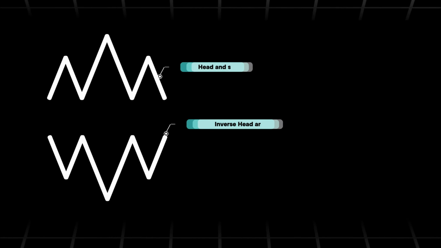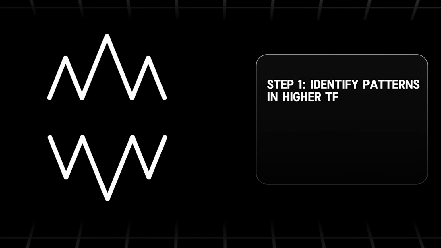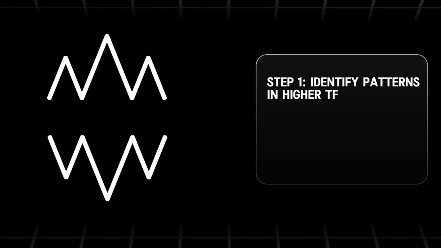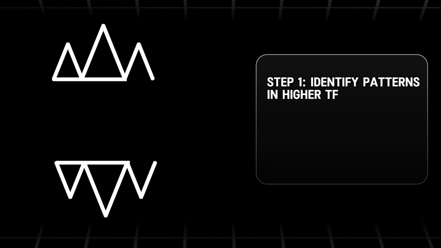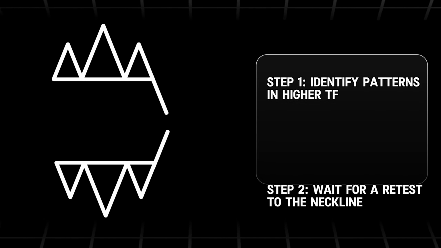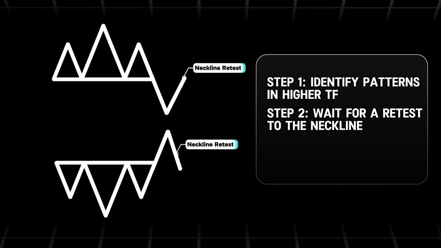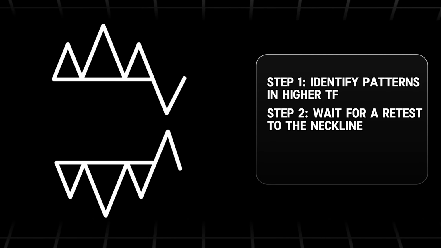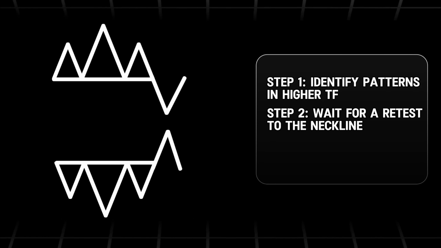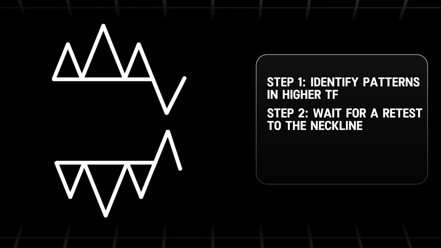In strategy number 2, start by identifying a head and shoulders pattern on a higher time frame, such as the 4-hour or daily chart. Once the pattern is confirmed with a neckline break, wait patiently for a pullback to the neckline to ensure the level is retested and validated.